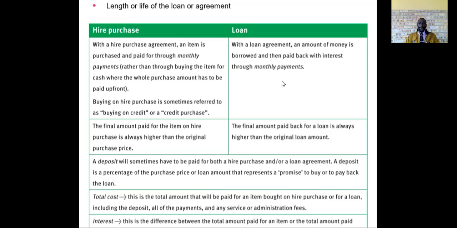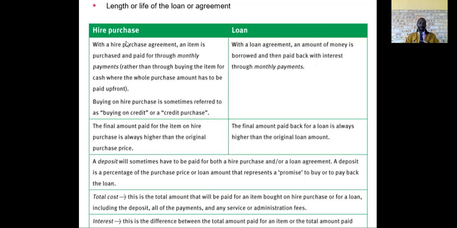Loan is money. So when you hear someone has been given loan, he has been given money. He has not been given something else like a commodity, a car, or a house, or whatnot. He has been given money. So we say with a loan agreement, an amount of money is borrowed and then paid back with interest through monthly payments.